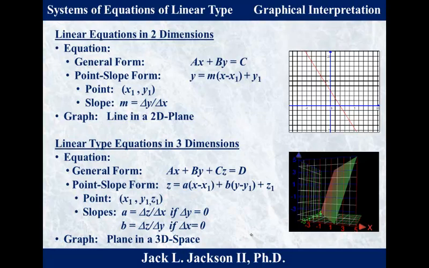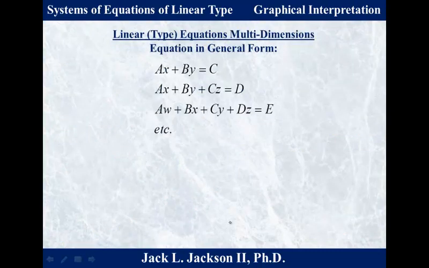So we can see that when we add another variable, we no longer really get a line, but we get something very similar. So these are still called linear equations or linear type equations. We'll call any equation of this form a linear equation or linear type equation. Ax plus by equals c, or ax plus by plus cz equals d, or aw plus bx plus cy plus dz equals e, and so forth.